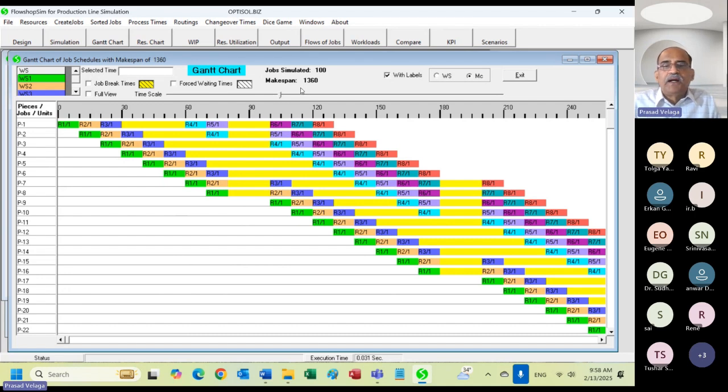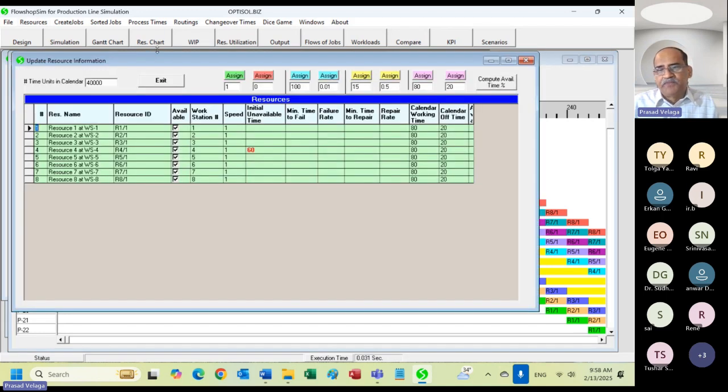So now the make span increases from 1330 to 1360. That is 30 minutes extra. That's because of the initial delay of 30 minutes. How can we recover in this case? Instead of changing the speeds, you could do another way. For example, I will make these resources available for 5 more minutes. That is 85 minutes available in the cycle and unavailable for only 15 minutes.